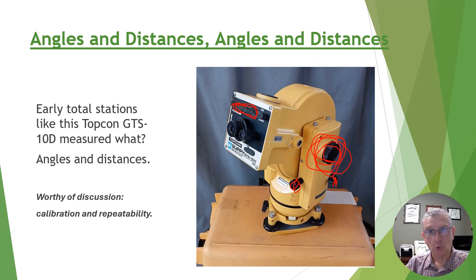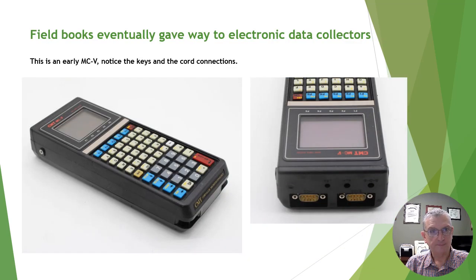So everything was recorded in the field book at this time. But wait, there's more changes coming. Field books eventually gave way to electronic data collectors. Once they figured out that they could display the distance that the EDM was measuring on a liquid crystal display, an LCD, it wasn't too long until sine cosine encoders, which were new technology at this time, eventually became mass produced enough that people could begin to afford it.